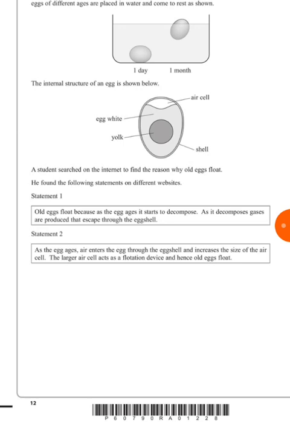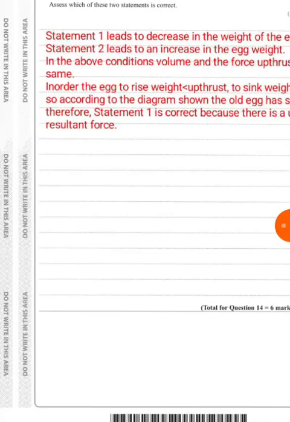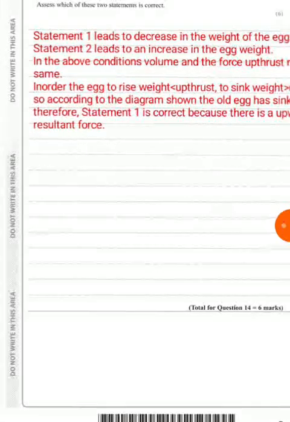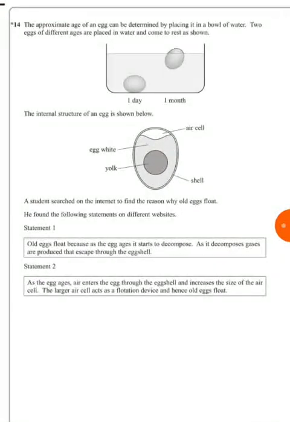Yeah, enters. So statement 1 says a decrease in weight. Statement 2 says an increase in it. Okay. So the question is, assess which of these two statements is correct. Okay. So the answer is statement 1 leads to decrease. Now here you must link these two statements to the diagram they have given.